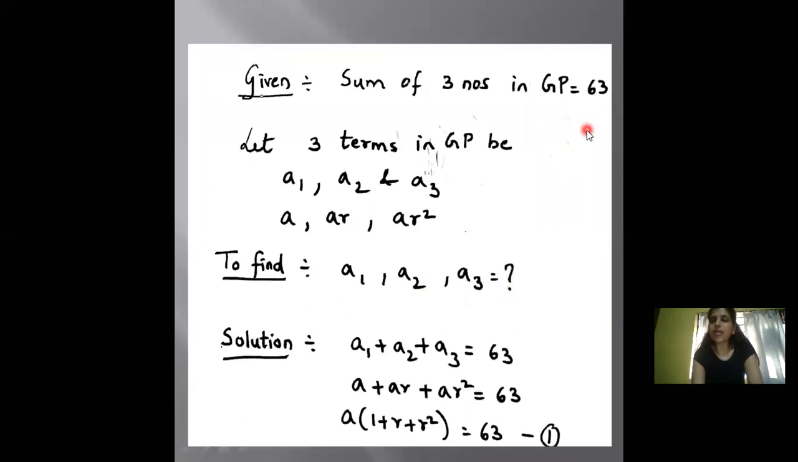As the sum is given to us as 63, we substitute A plus AR plus AR square is equal to 63. Now we pull out A common. So we get A times (1 plus R plus R square) is equal to 63. This becomes our equation number 1.